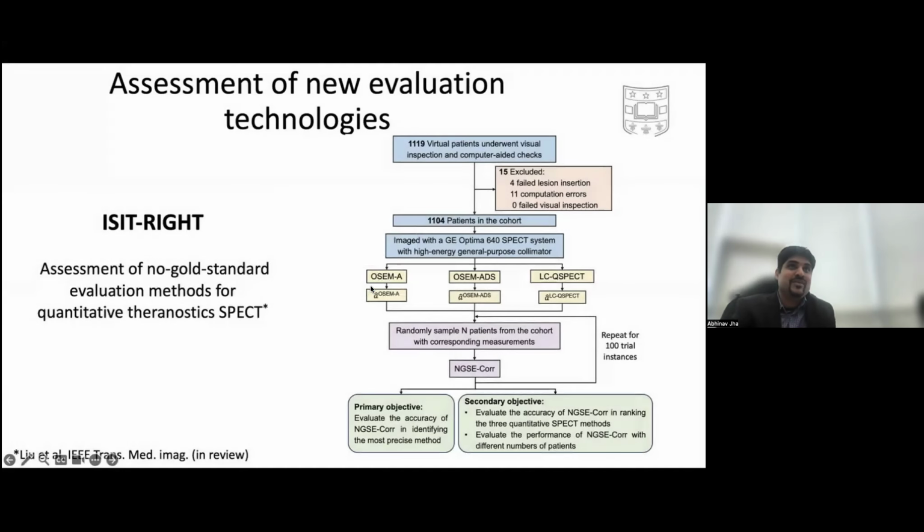So we did another work that we are very passionate about. This idea of no gold standard evaluation. We talk about task-based evaluation, but we realize that one important thing for task-based evaluation to happen is availability of methodologies that can help us do evaluation with clinical data. With clinical data, we don't have ground truth. So how do you do evaluation on clinical tasks when you don't have ground truth?